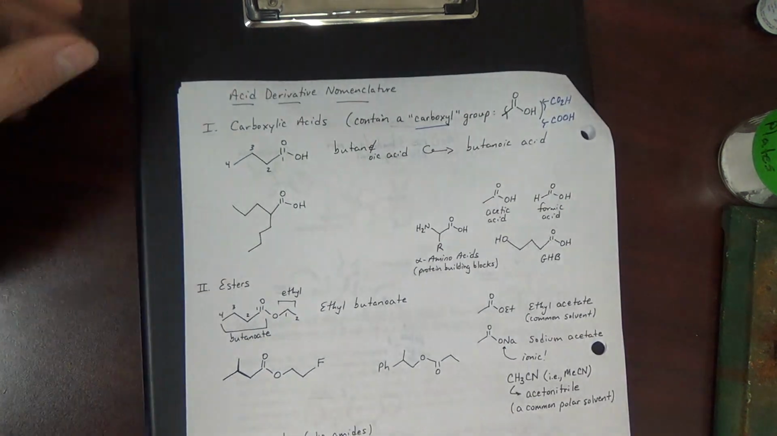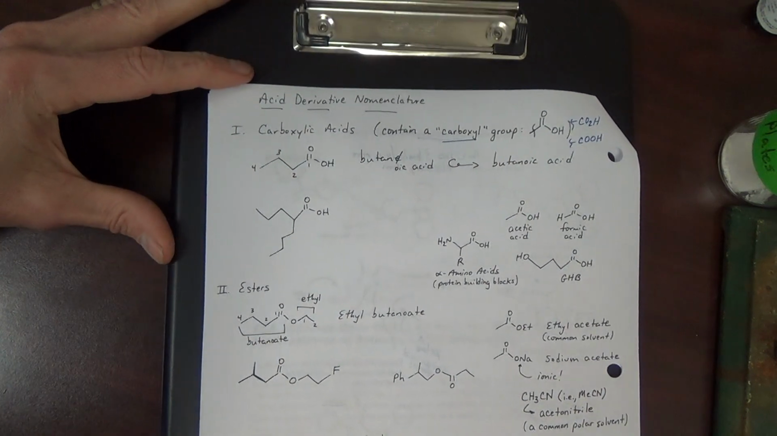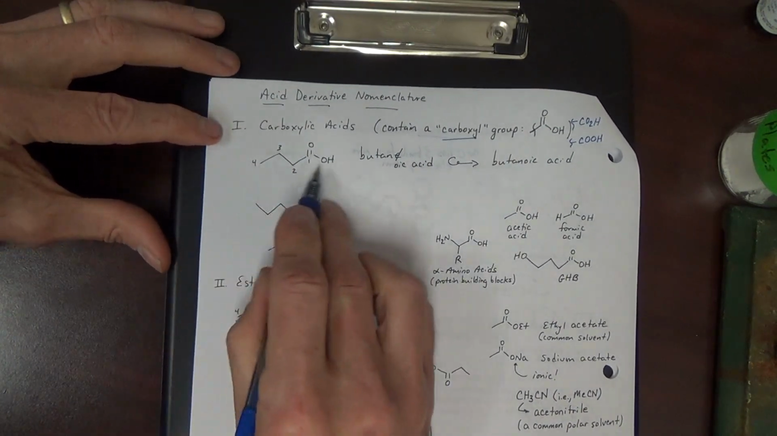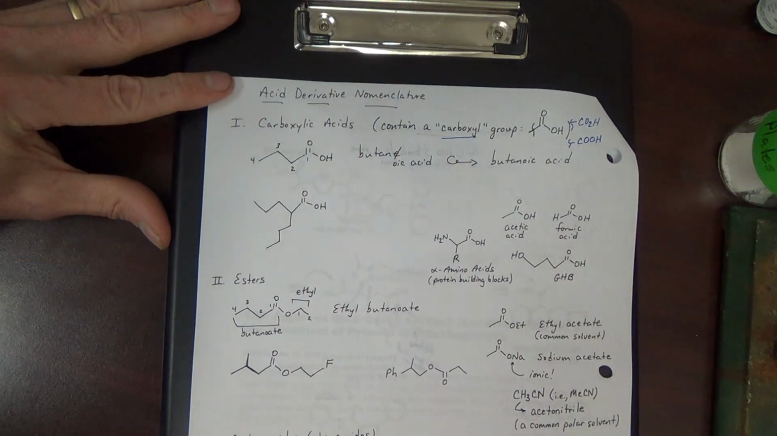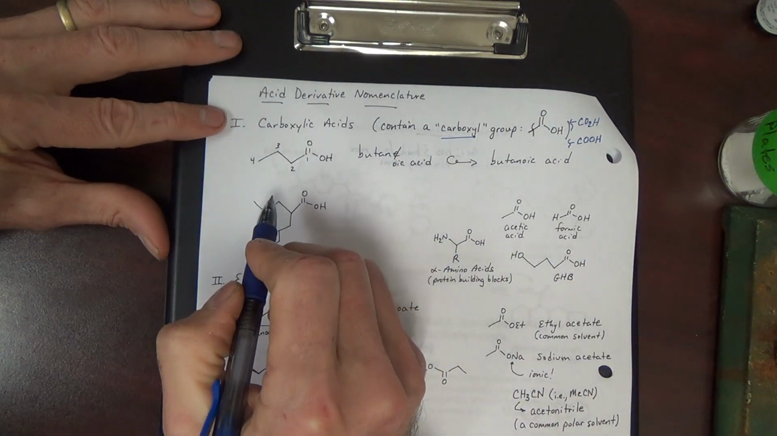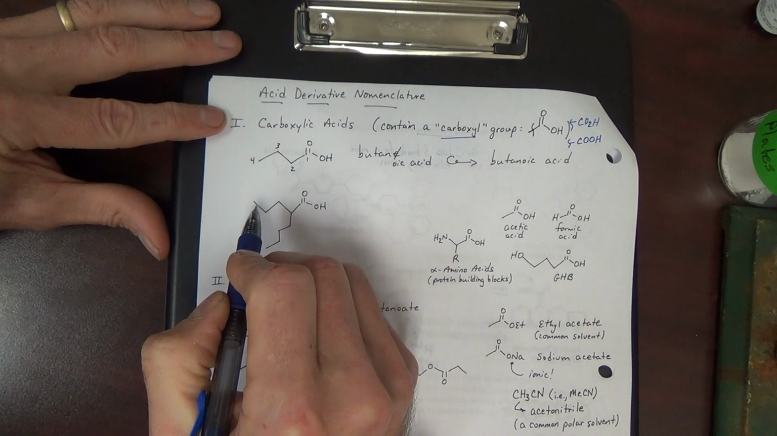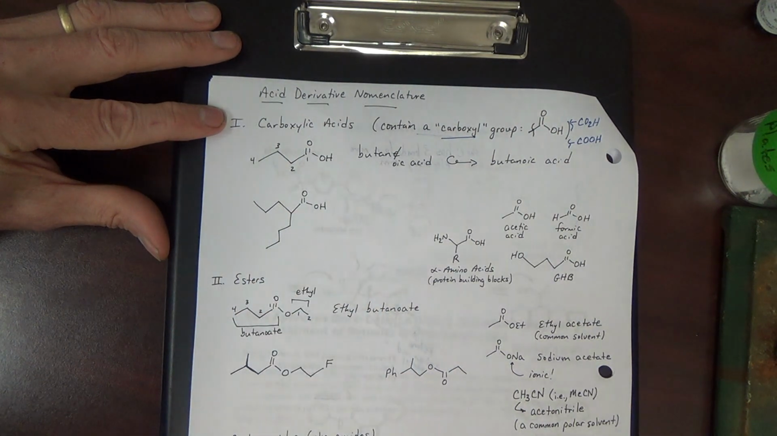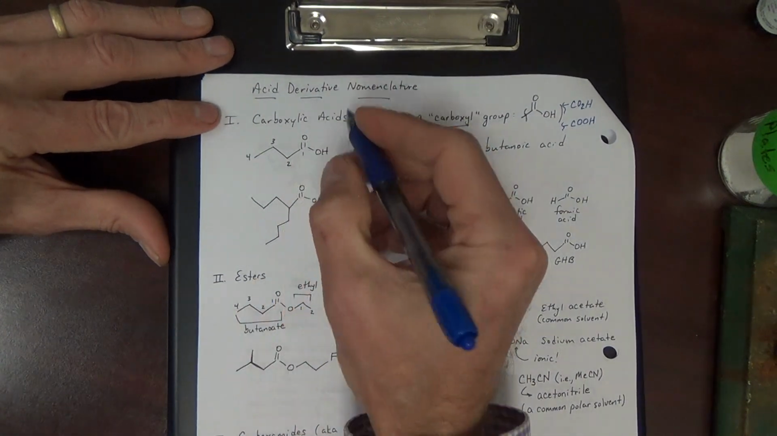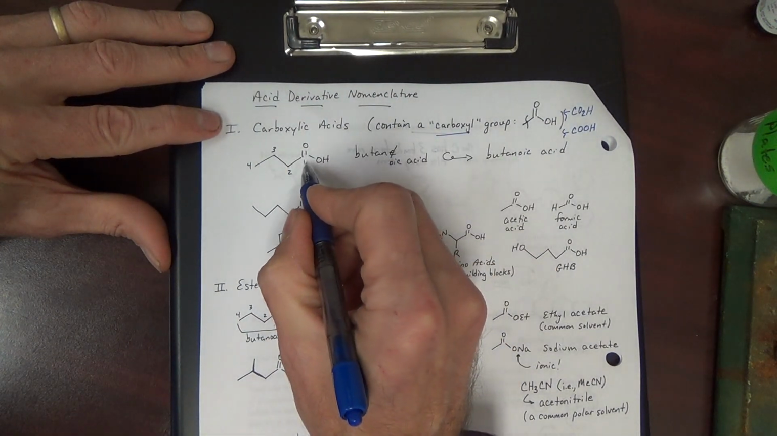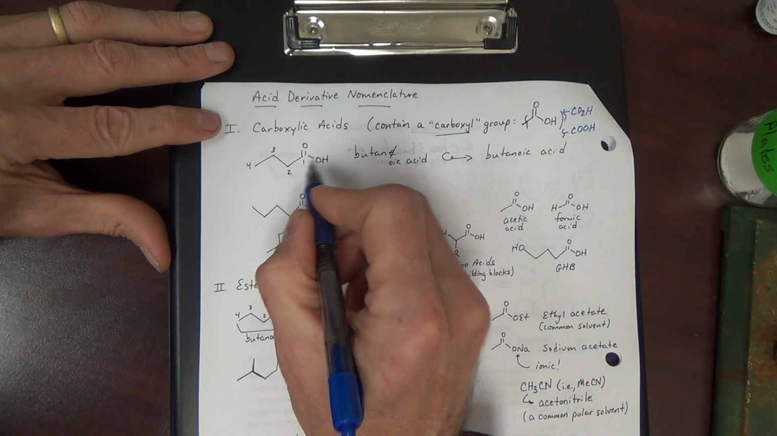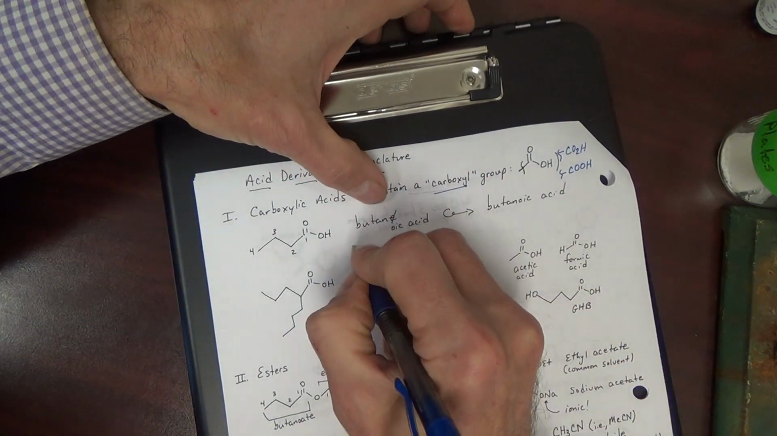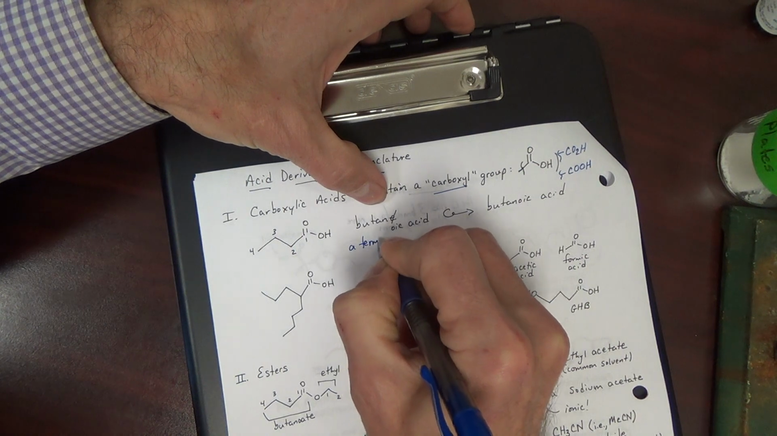Okay. So how do we name carboxylic acids? Let's start with a simple carboxylic acid. Very similar to all of our other nomenclature. We have the longest continuous chain. But the carboxyl group is the 1 position. A terminal functional group.